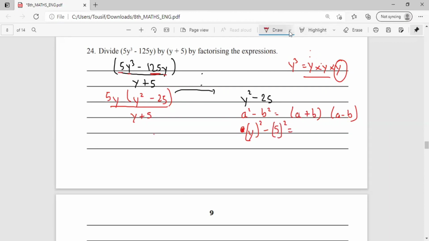Now just identify what is in the place of a and b. In the place of a, we got the value y, so in the place of a, I'm going to substitute y. Plus, in the place of b, I got the value 5, so in the place of b, we substitute 5. Same thing with the next factor: a value is y, b value is 5. So y plus 5 of y minus 5. This 5y we write down as it is. In the place of y square minus 25, we got the two factors, y plus 5 of y minus 5, whole divided by y plus 5.